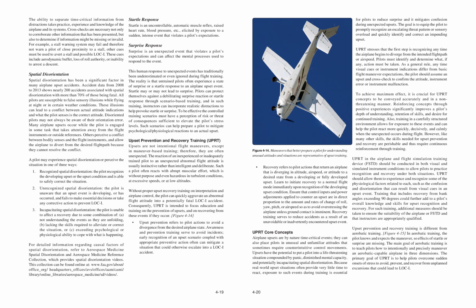Cross-checks are necessary not only to corroborate other information that has been presented, but also to determine if information might be missing or invalid. For example, a stall warning system may fail and therefore not warn a pilot of close proximity to a stall. Other cues must be used to avert a stall and possible loss of control. These cues include aerodynamic buffet, loss of roll authority, or inability to arrest a descent.